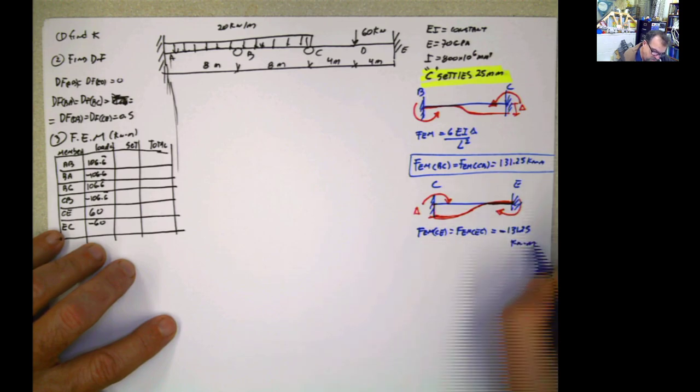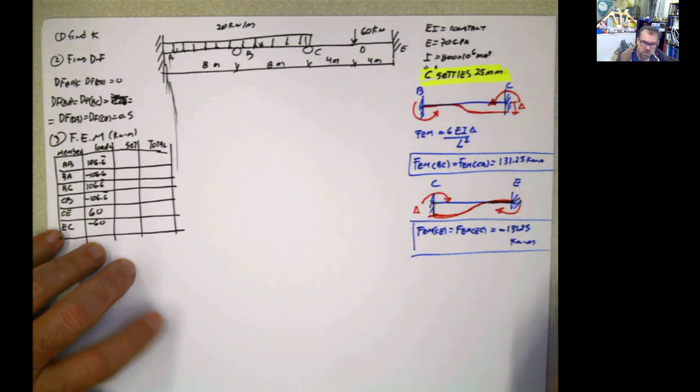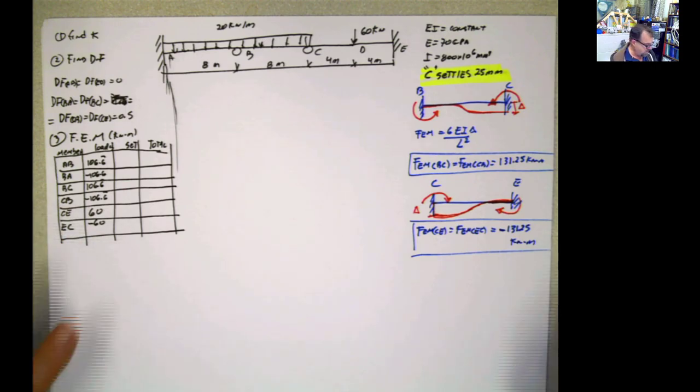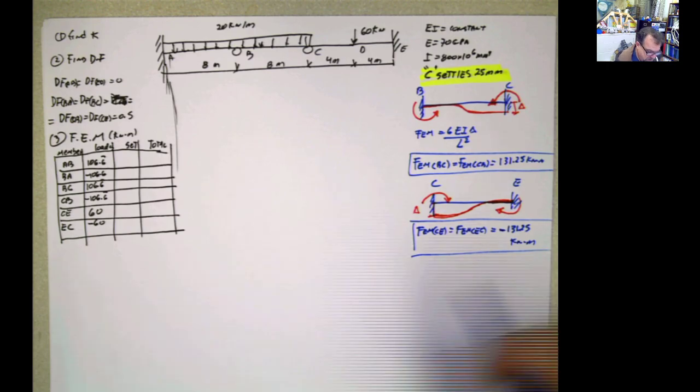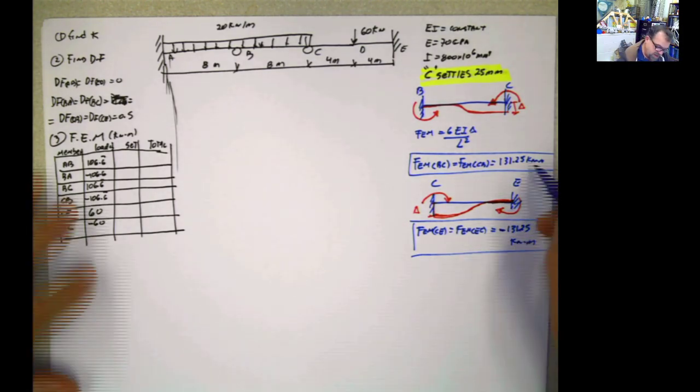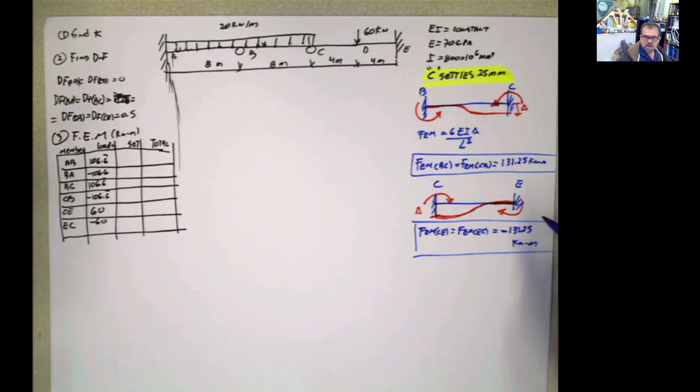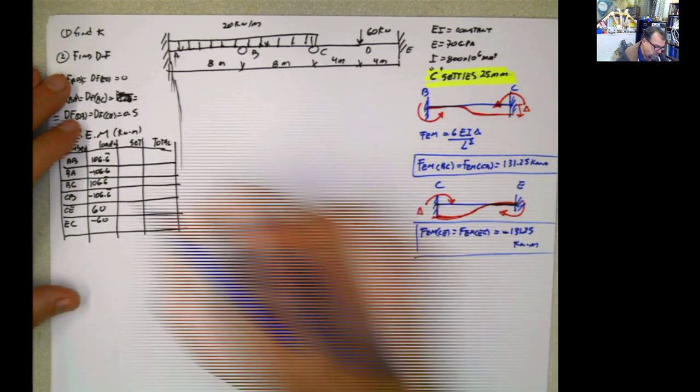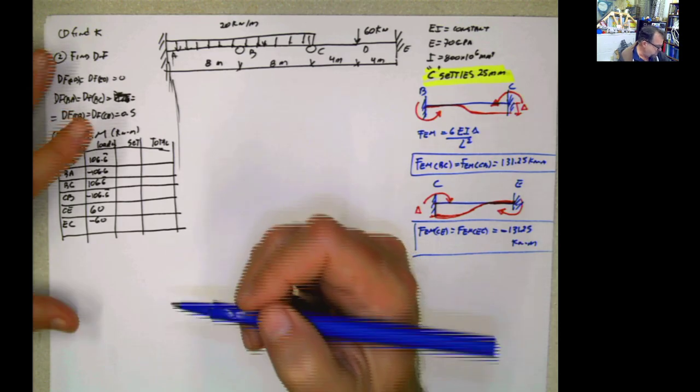Kilonewton meter. You can look for this in the tables in the back of the book, and you can practice and you can do it. So what is the implication of that? The implication is that now we have to add or subtract accordingly, algebraically, I'm talking about, these values to the fixed moments that we calculated before.